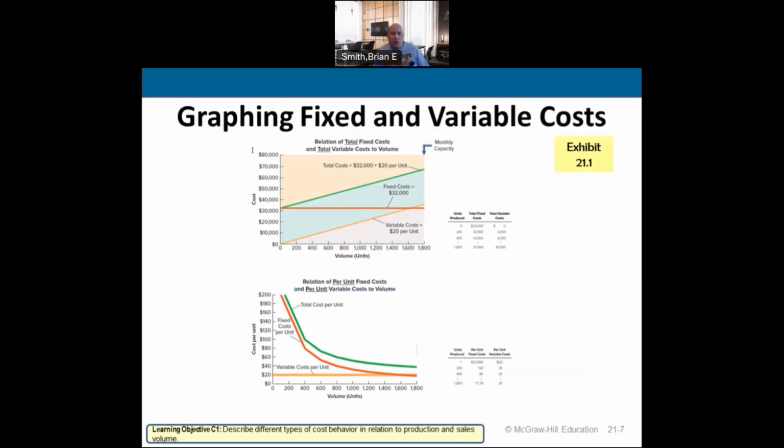The green line is your total costs. The fixed line is your red line there. It's orange, or I guess it's supposed to be red, and it looks like it's fixed at around $32,000. And then you have your variable line, which is $20 per unit, starting at 0, 0. But as you apply both of them, it's going to show you your total cost model.